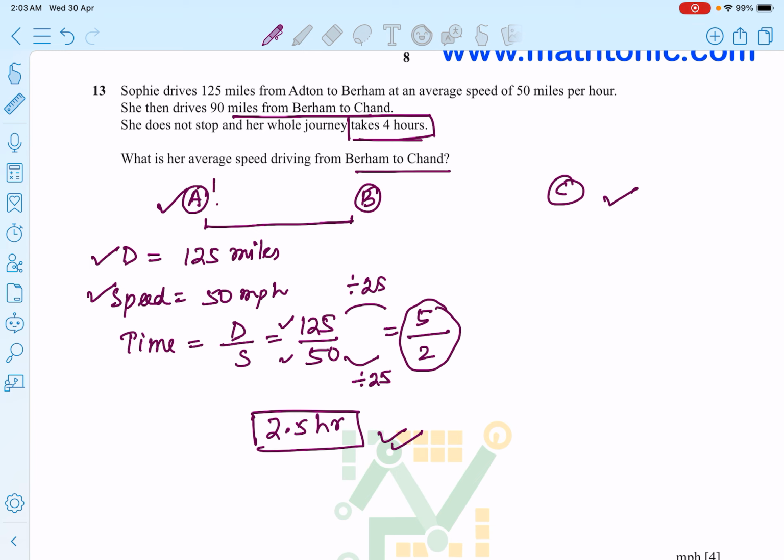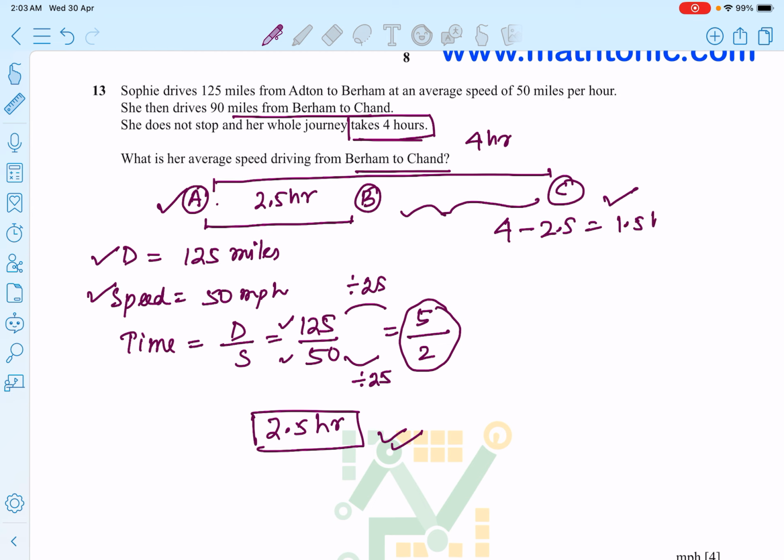So yes, if the total time taken is 4 hours, out of which A to B took 2.5 hours, then the time taken for B to C will be 4 minus 2.5, that is 1.5 hours. Did you understand? That is 1.5, or we can write it as a fraction, 3 over 2, your choice. 1.5 hours, right?